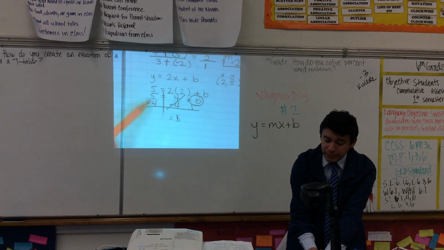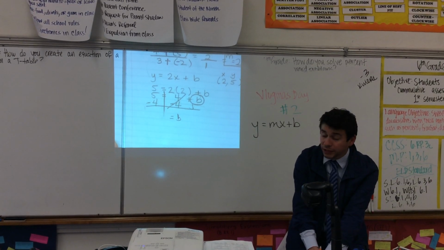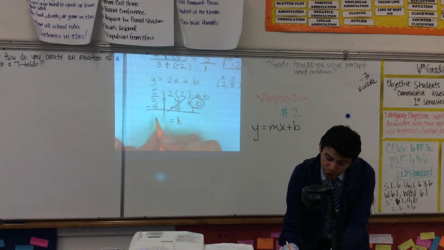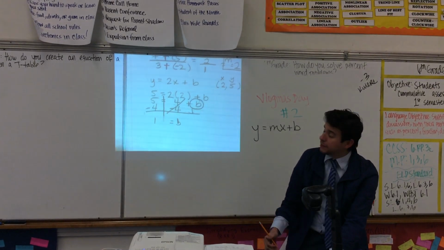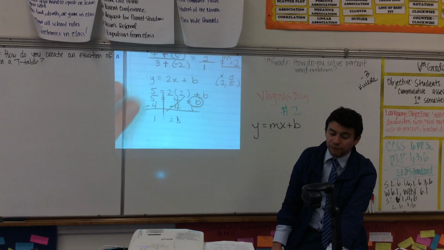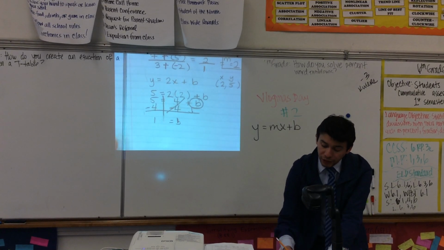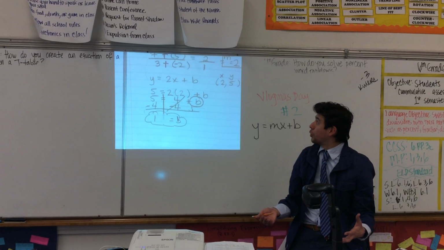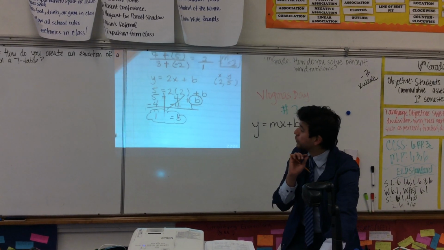Same sign or different signs here? They're different. So what do you do with the numbers? You subtract them. 5 minus 4 is just 1. And you always keep the sign of the bigger number. 5 is the bigger number. So therefore your B is 1. You're almost done.